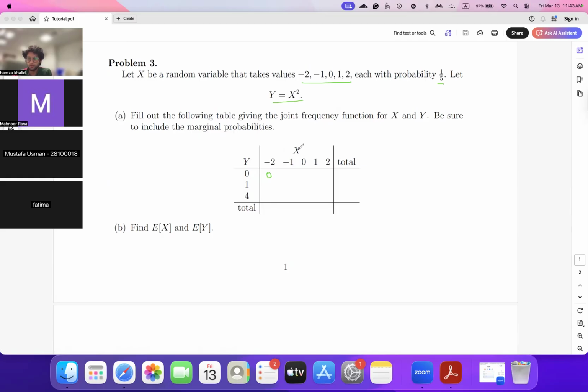So I have X values here, the possible realizations, and the Y realizations. Obviously, Y can't take on -2 because it's the square. Now I want to write the probabilities of the joint distribution. For example, for this specific entry, I want the probability that X takes on the value -1 and Y takes on the value 0. This is what this entry means.